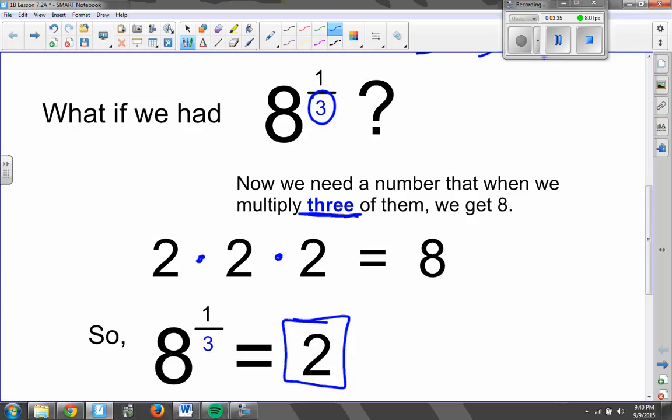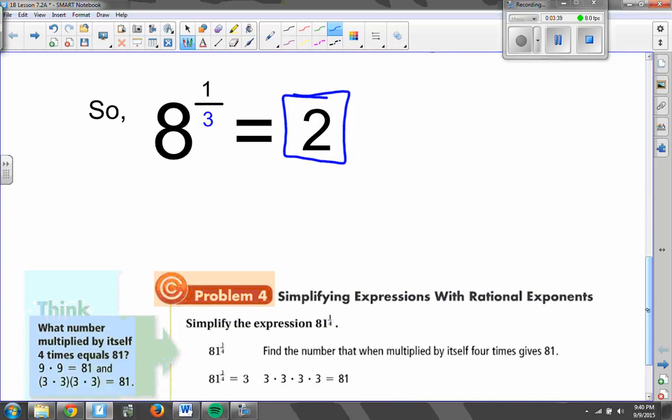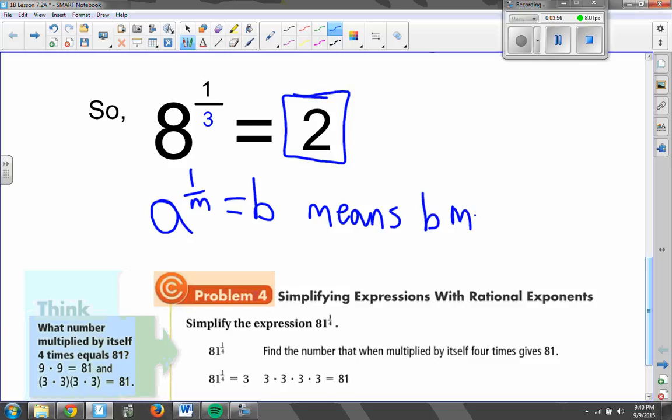Your book then, at the bottom of that page, says, in general, a to the 1/m power equals b means b multiplied m times gets a. So this number on the bottom of the fraction tells us how many times we need to multiply it, m times, to get our big number here.